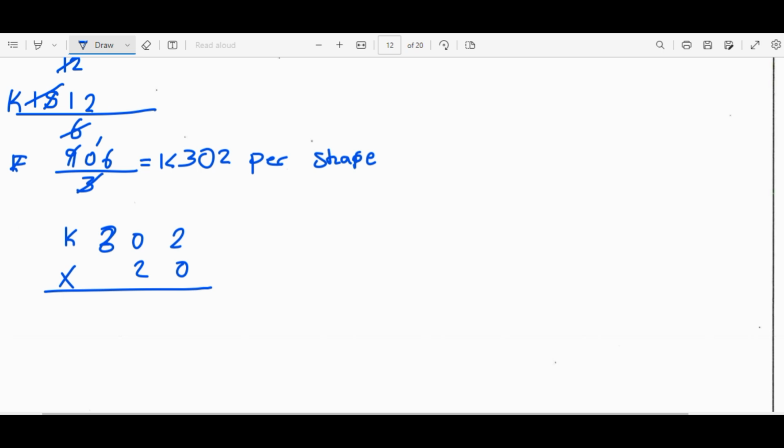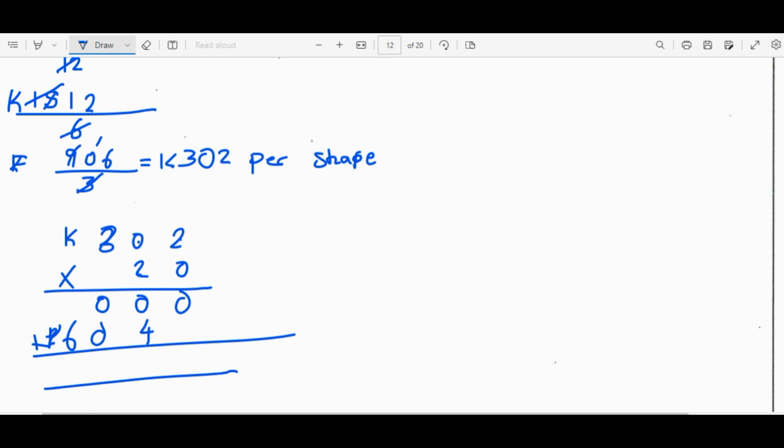But first, let's do it the odd way. So 0 times 2 is 0, 0, 0. 2 times 2 will give us 4. 2 times 0, 0. 2 times 3, 6. Then we add. So here we have 6, 0, 4, 0. So this was the amount of money paid to him.